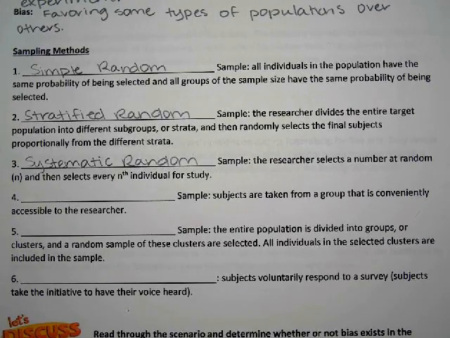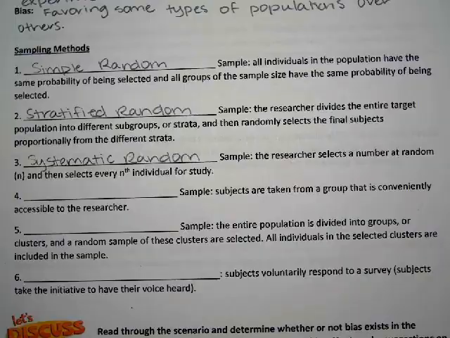So 1, 2, 3, 4, 5, 6, 7, 8, 9, 10, 11, 12, and then those people were the ones who would answer the questions or would be chosen for whatever I happened to be studying, those would be the people who would participate. The fourth option is a convenience sample.